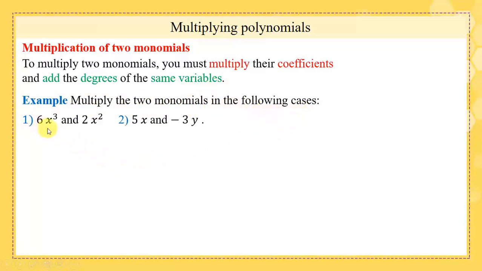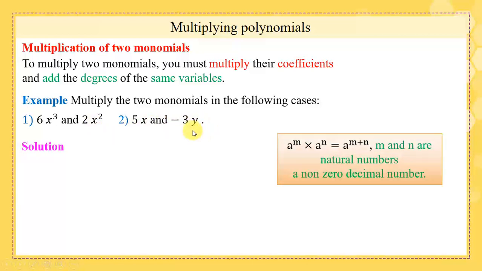1. 6x cubed and 2x squared. 2. 5x and negative 3y. Before we start solving the two applications, please note that a to the power m times a to the power n is equal to a to the power m plus n. The product of two powers having the same base is a new power with the same base. The exponent is the sum of the two exponents.